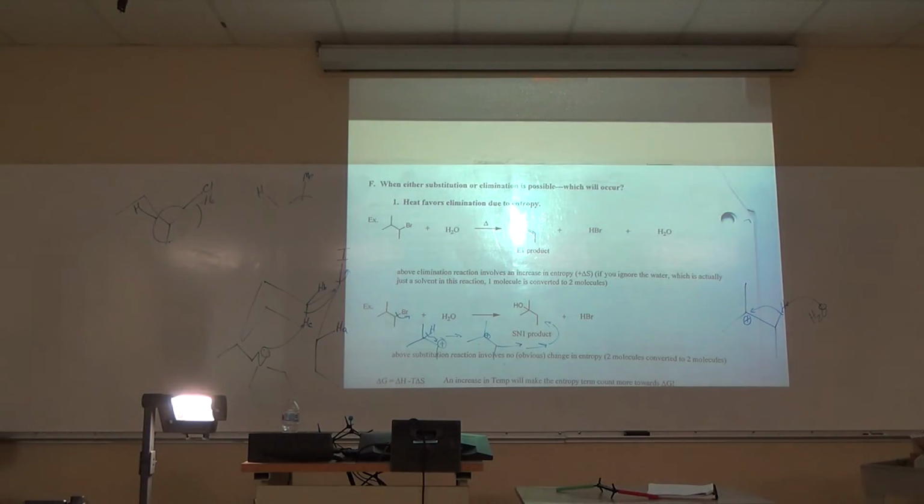And if you heat, you will magnify the good entropy, because the Gibbs free energy equation is what? Delta G equals delta H minus T delta S. Temperature magnifies entropy. If entropy is good and you heat, it's going to make that pathway more favorable.